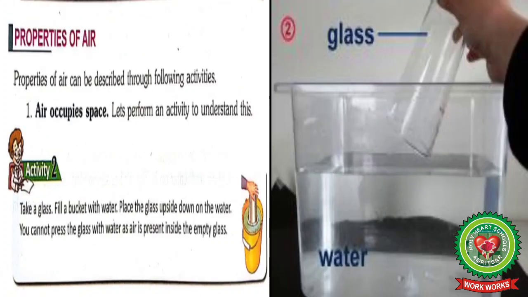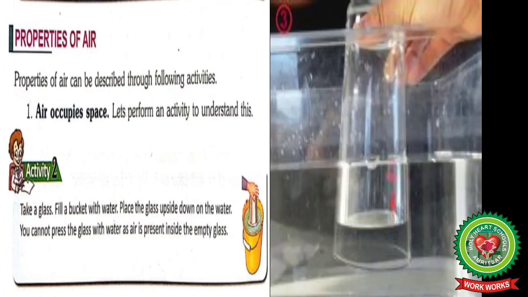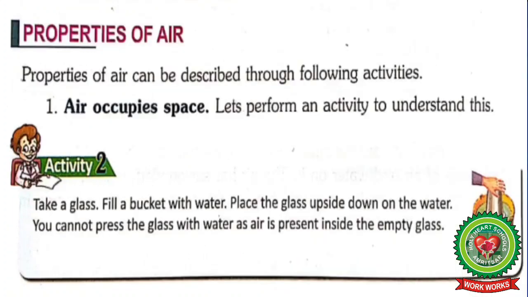Take a glass, fill the bucket with water. Now, after filling the bucket with water, place the glass upside down on the water. Now, you will see that you cannot press the glass into the water as air is present inside the empty glass. So this shows that air occupies space.